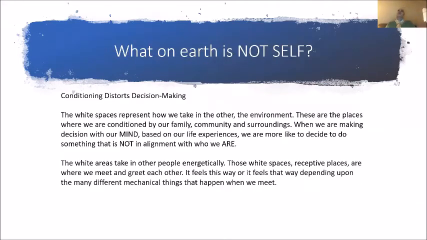And so the thing that we talk about is when you are doing things and you're not getting the results you want, or things are going wrong and you can't figure it out, it's called your not self. So what on earth is not self, right? The best way to understand not self is the places where we are open, where we have white, we are conditioned. Those centers take in and amplify the energy of the people around us.